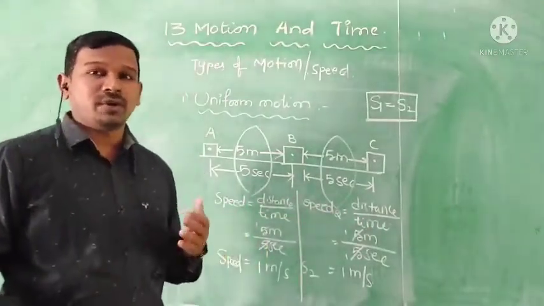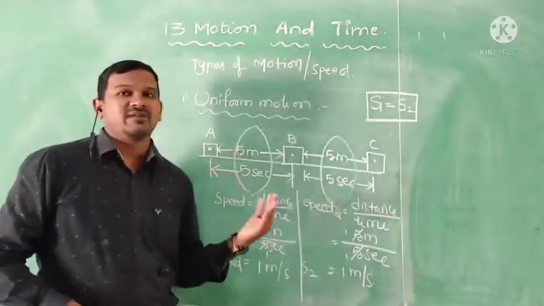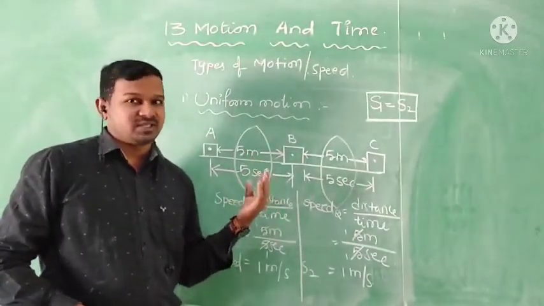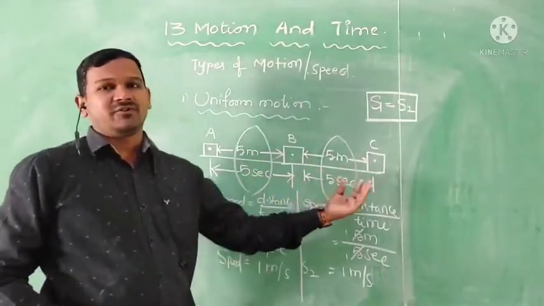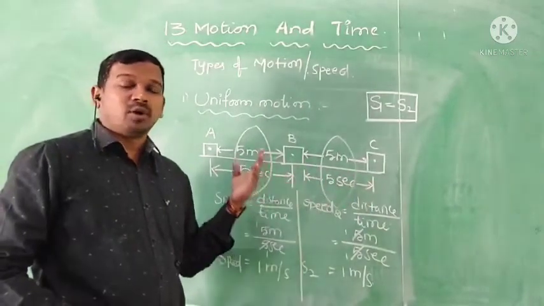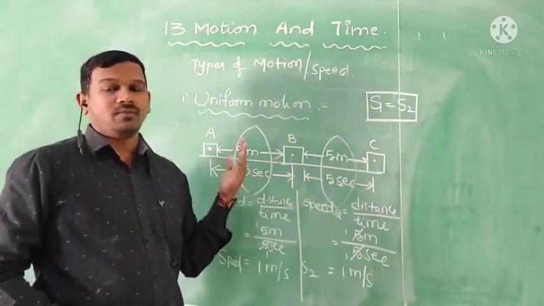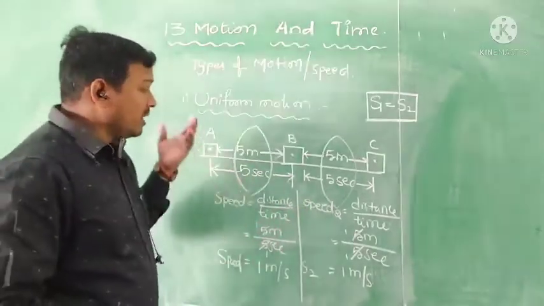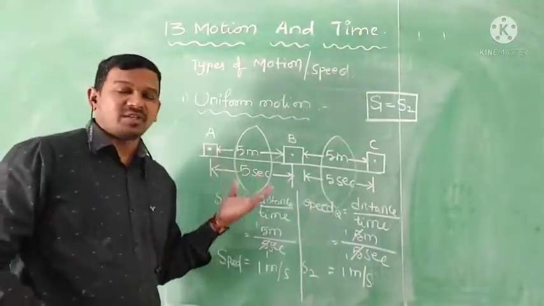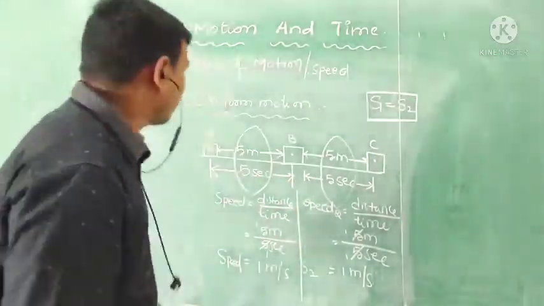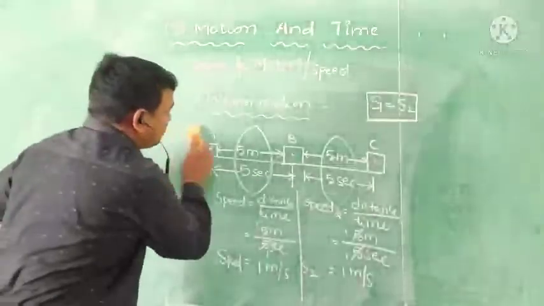So what is this uniform motion? If the body is covering equal distances in equal intervals of time, then the body is said to be moving in uniform motion. Now we are going to write the definition once. Later we are going for the non-uniform motion.